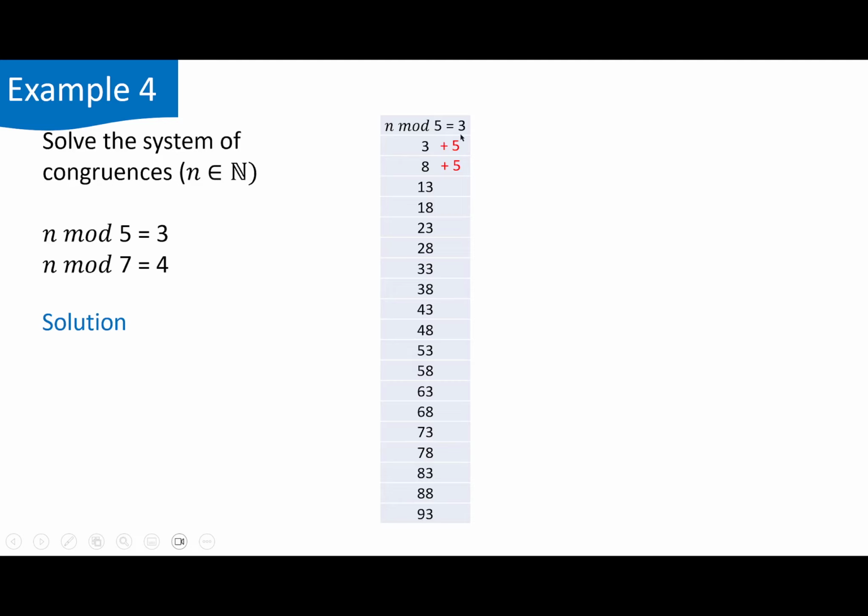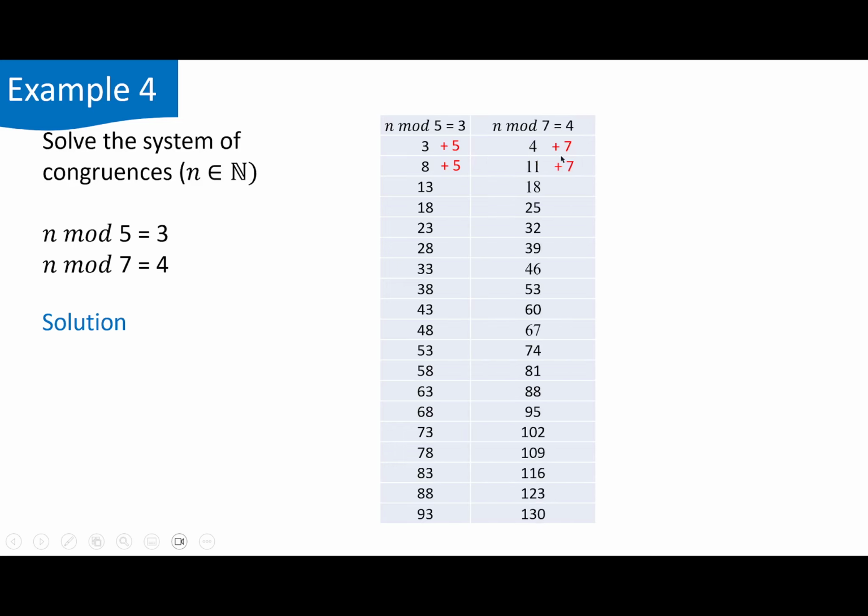N mod 5 equals 3, as we did earlier. You create this table. N mod 7 equals 4. You start with 4, and you start adding 7. So now you look here and see what happens. If you scroll here and scroll here, you see that 18 will do it. Keep going. You find 53, also another solution. 88, another solution. So if you take 18 divided by 5, the remainder will be 3. 18 divided by 7, the remainder will be 4.